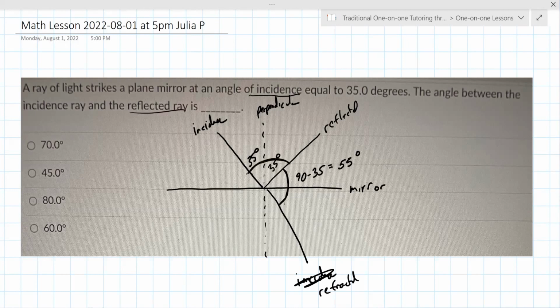They actually want this angle right here. It's just double the 35, which is 70. So they actually want this one there. Hopefully that is clear. All right.